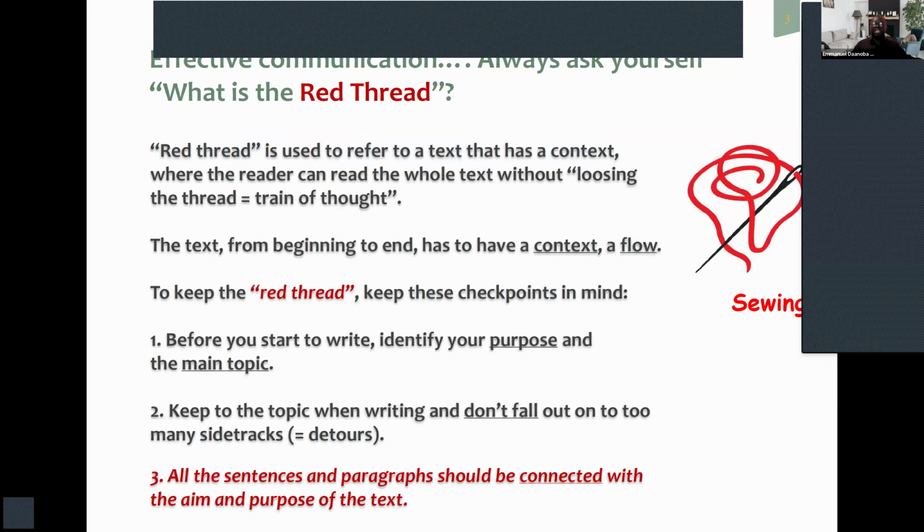So for effective communication, always ask yourself, what is the red thread? I don't know how many of you are seamstresses and tailors. Maybe you can sew. I don't know. Or you have parents who can sew. They have a needle and then they put the thread into the eye of the needle. And then they always gauge a point.